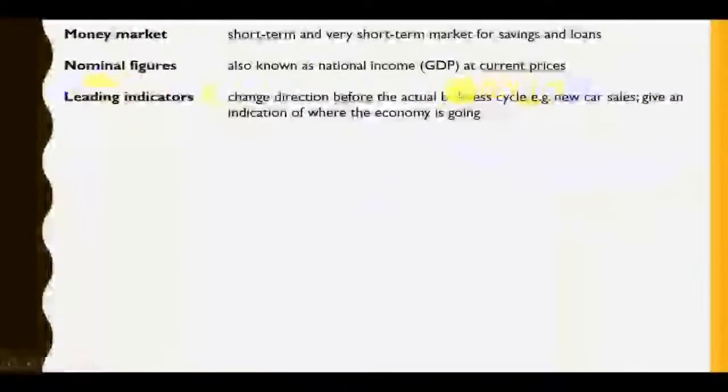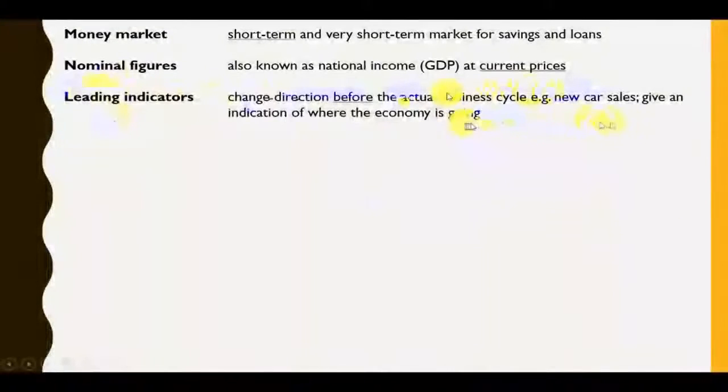Then we spoke in the match the columns about lagging indicators, and I mentioned our other indicators are leading indicators. Remember, we said a lagging indicator changes after the actual business cycle, so therefore what would a leading indicator do? It changes before the actual business cycle. And a good example of that is new car sales.